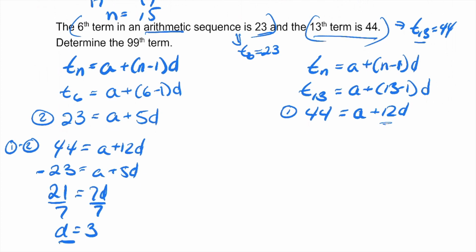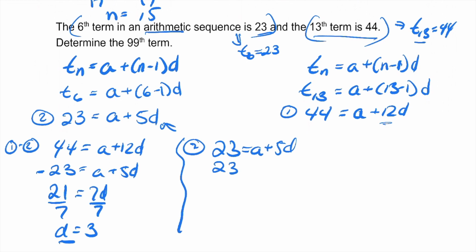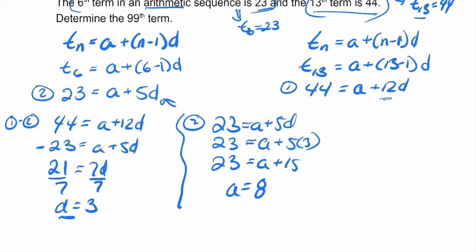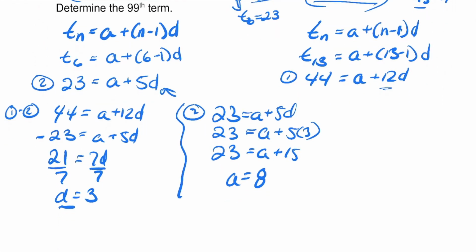I'm going to plug that into this equation over here. That was our second equation: 23 is equal to A plus 5D. I'm going to substitute 3 for D. So 23 is A plus 5 times 3. So 23 is A plus 15. Subtracting 15 from both sides, I get A is 8. So in other words, our first term is 8.